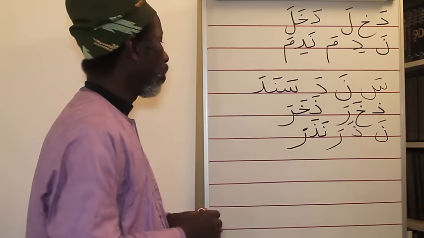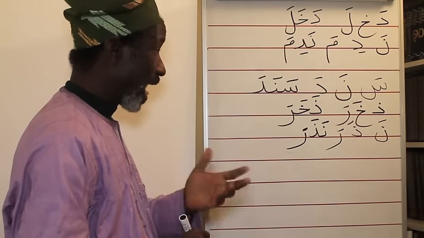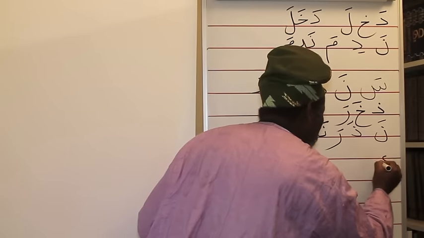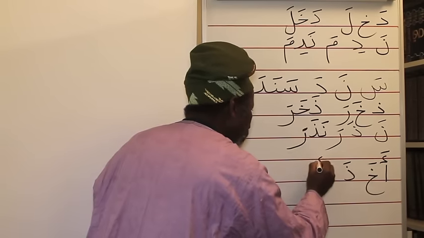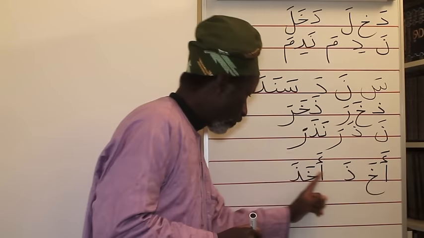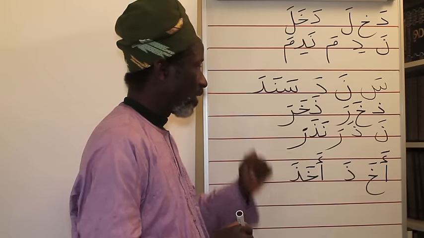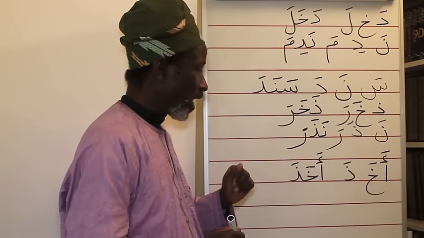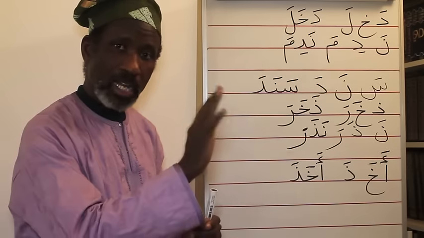Now, continue on page 32. We're going to do dhal at the end, like akhadha. Let's do akhadha here. A, khadha. You cannot extend the alif to join to the left. So we start with the kha and a, kha, dha. So dhal at the beginning, dhakhara, dha in the middle, nadhara, and dhal at the end, akhadha. The next letter should be ra. Let's clear the board first.